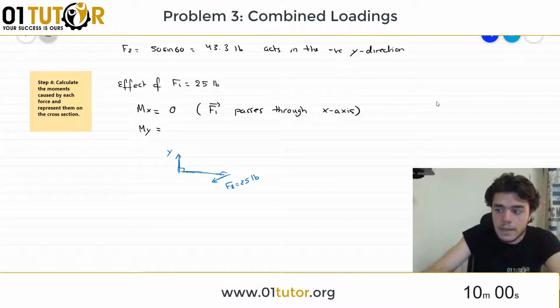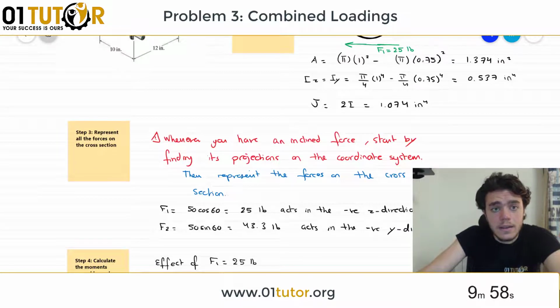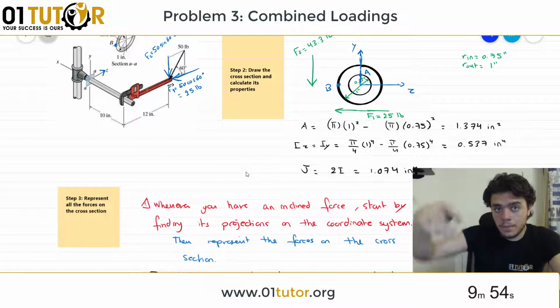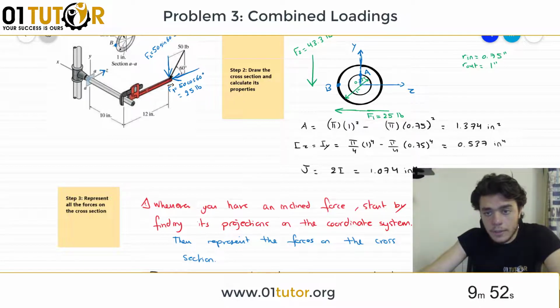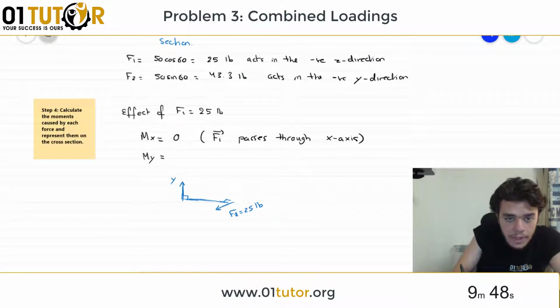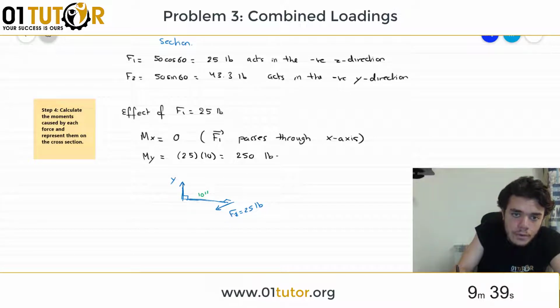Always, the moment is a force times the perpendicular distance. What is it on the figure? It's going to be equal to 10 inches. F1 multiplied by 10 gives you the moment caused by F1 about the y-axis. So in here, you have 10 inches, and the moment about y is going to be equal to 25 pounds multiplied by 10 inches, which is 250 pound-inches.